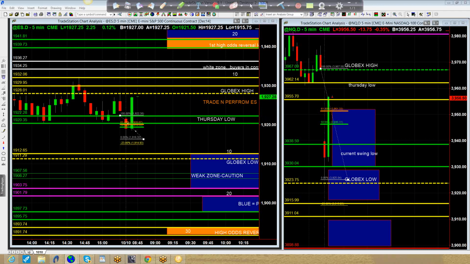Again, it's early, and this is aggressive. And we are showing potential open drive higher with that bar. We're just moving right into Globex highs and into Thursday's lows on NQ.